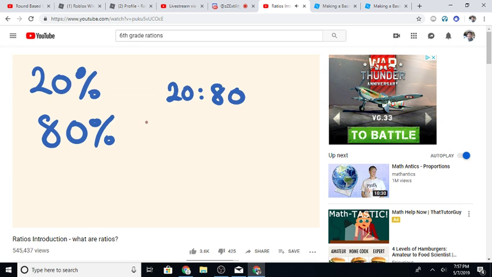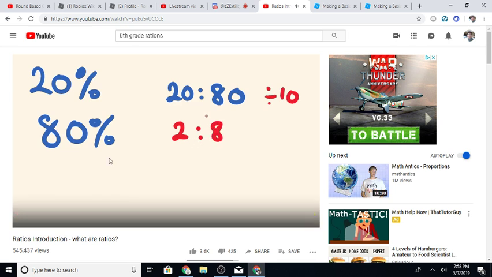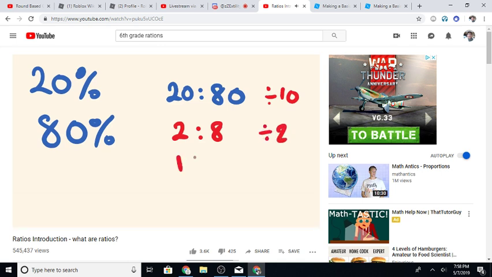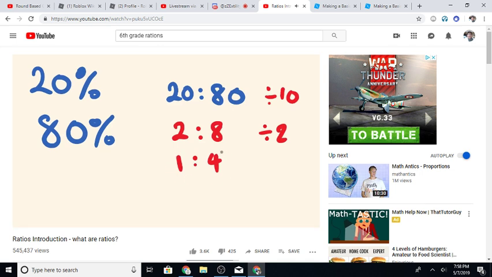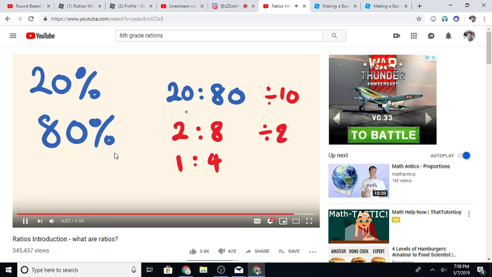So I could divide 10 into both of these, all right? And if I do that, divided by 10, I would get 2 is to 8. And you might look at that and go, hey, wait a second, 2 also goes into this number. 2 goes into both of these numbers, once and 4 times. 2 goes into 2 once and into 8 4 times. So we can simplify a ratio and make it more simple. And you'll notice that this is always 4 times as much as this. This number, 80, is 4 times as much as this number, and 8 is 4 times as much as 2.